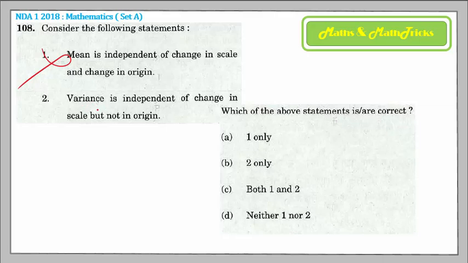Even for statement number 2, if you see, they say variance is independent of change in scale, but not in origin. They said actually the opposite. Actually, variance is independent of origin, because why? You know the variance formula.